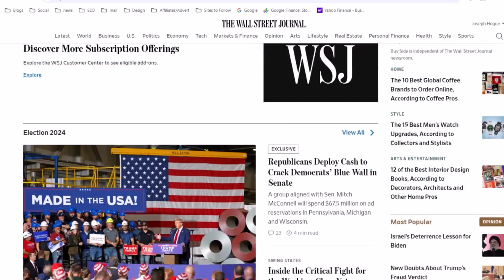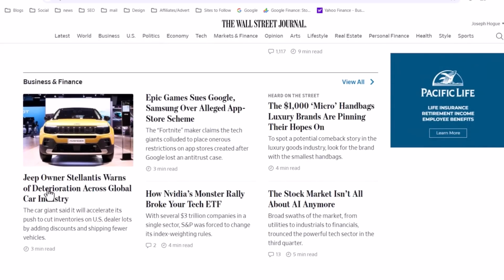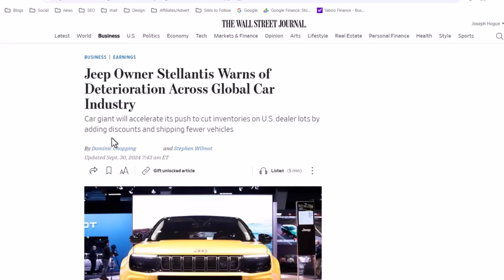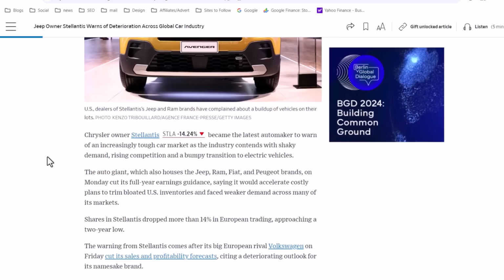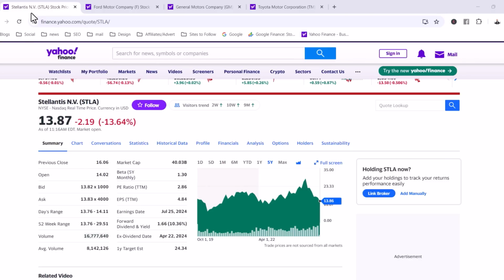We'll keep scanning here. A lot of election crap, but here's one on Jeep owner Stellantis warns of deterioration along with the global car industry. So let's check that out. Reading through here, I can see that car makers are facing a down cycle, lower prices, higher competition, and botched EV transitions. And so then if we take that and look through some of the car stocks, we can start to get a sense of this.